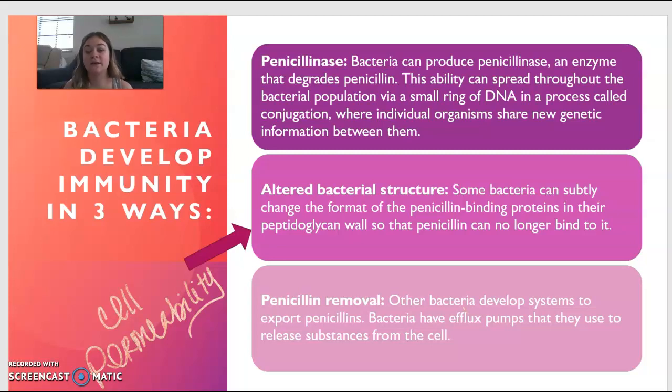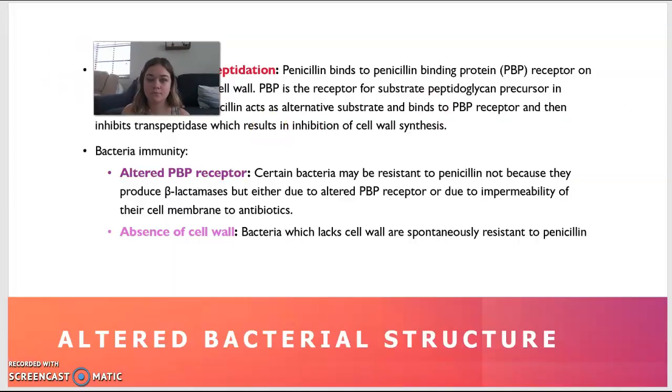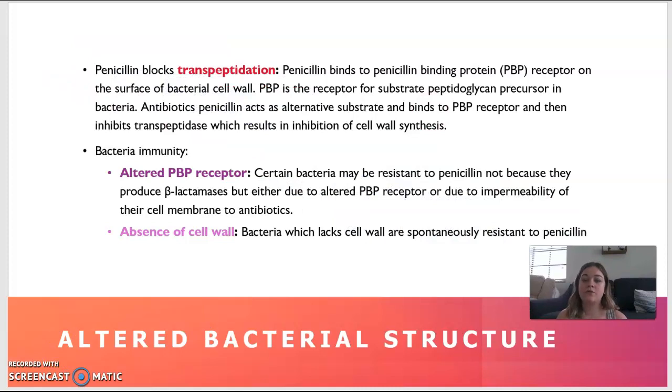So some bacteria can subtly change the format of their penicillin binding proteins in their peptidoglycan wall so that the penicillin can no longer bind to it. So what happens there? So what's happening is, just to go over what penicillin is doing and then how the bacteria is developing the immunity, the penicillin is blocking transpeptidation.